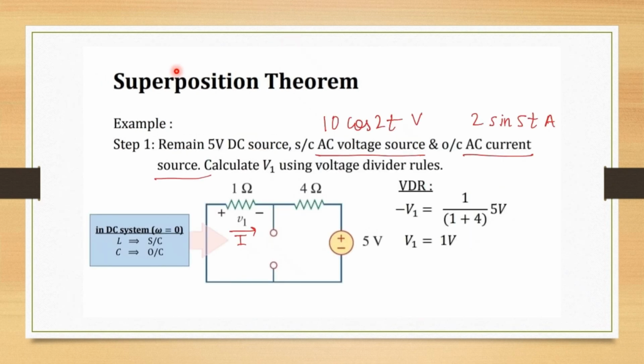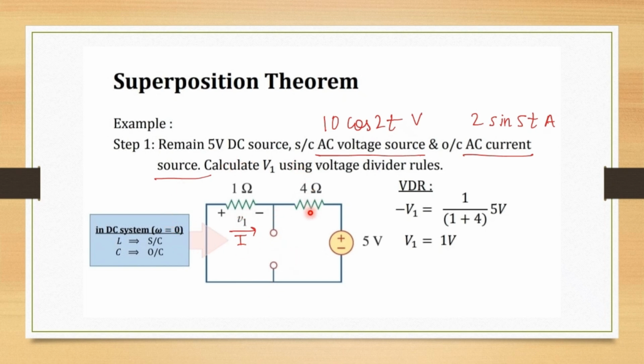Now, this is step 1. So the 5-volt DC source remains as it is, but we short circuit the AC voltage source, which was a 10 cos 2t voltage source, and the AC current source, 2 sin 5t amps, we make that an open circuit. Now, here are the rules for a DC system. An inductor is supposed to be short circuited. A capacitor is supposed to be an open circuit. So that's the reason why we have made the 0.1 farad capacitor an open circuit.